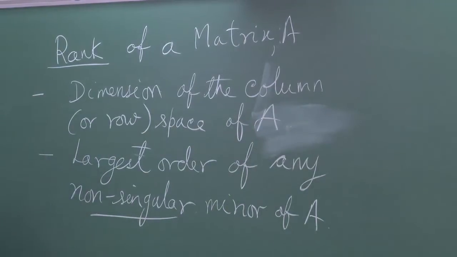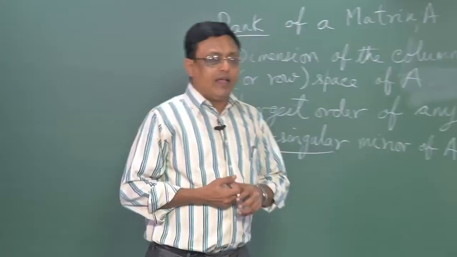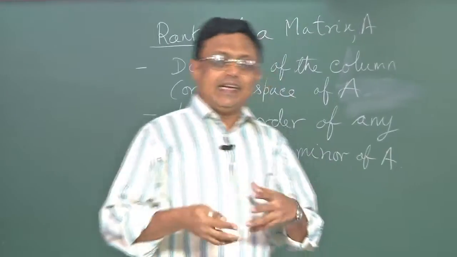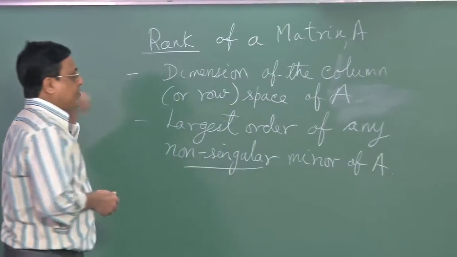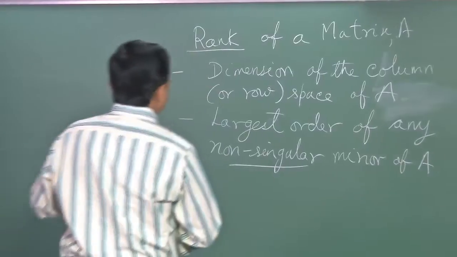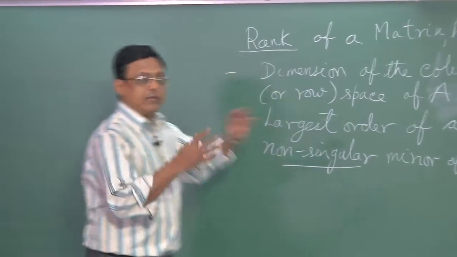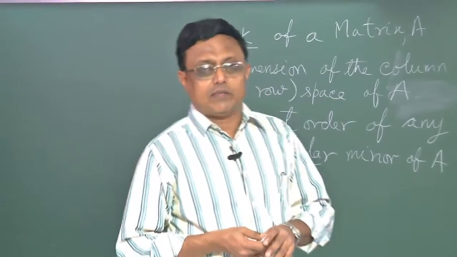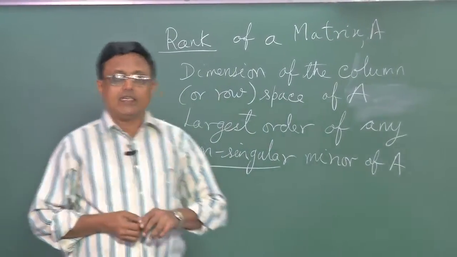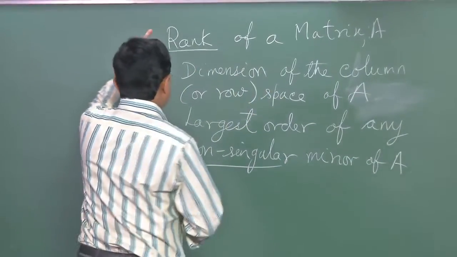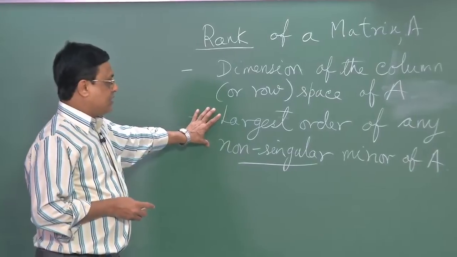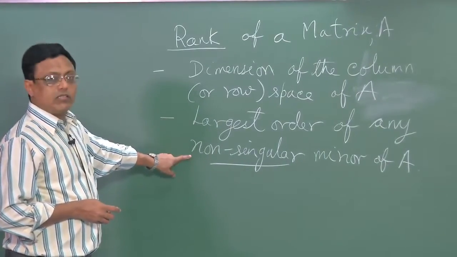So, we are talking about an arbitrary matrix A of size m cross n, and the column space or row space is defined by the number of linearly independent column vectors from the matrix A, and it is also called the span of A. If the column vectors span a particular space, then the dimension of that corresponding space is actually the rank. We will look at this definition, take an example of how to compute a rank in brief, and then look at the alternative definition, the largest non-singular minor of A.